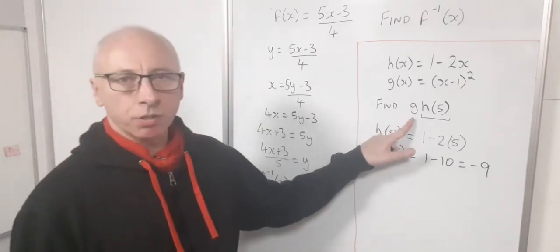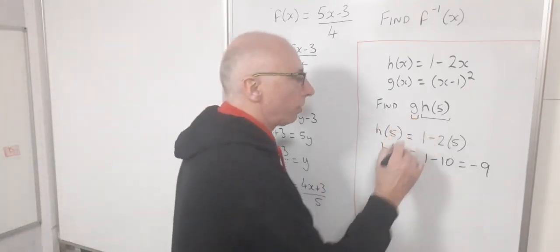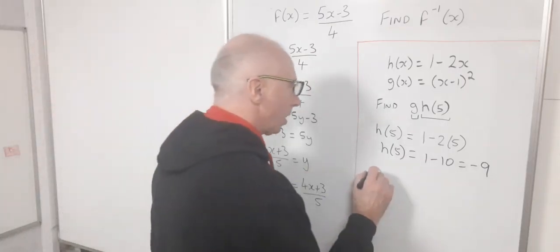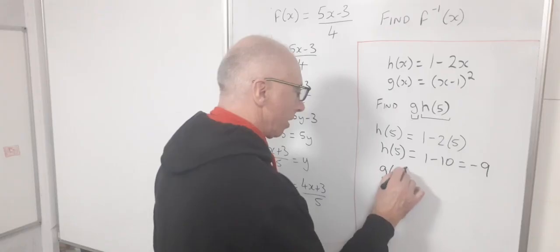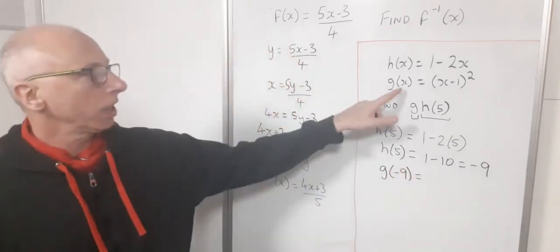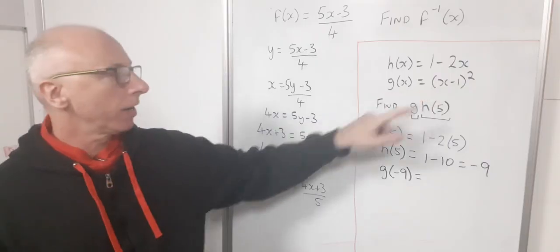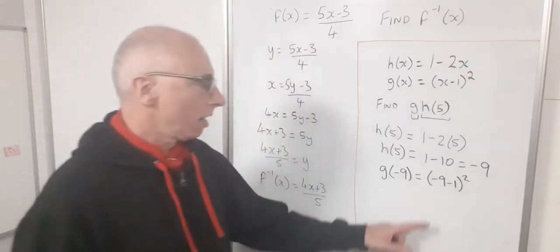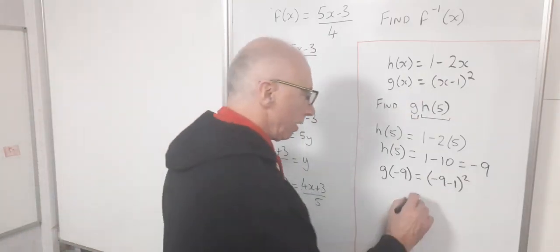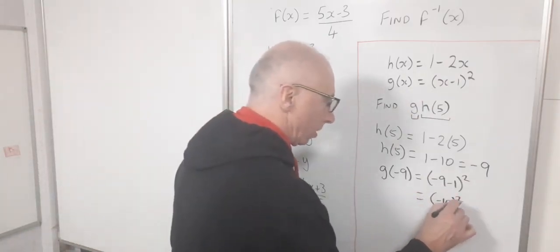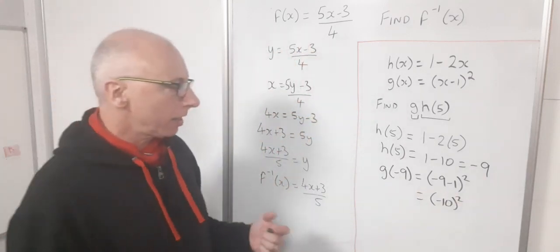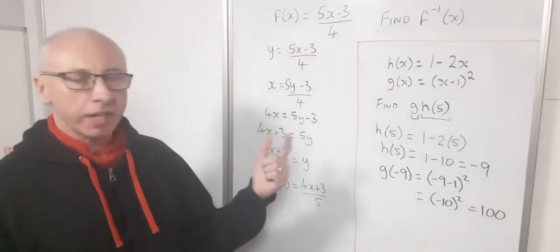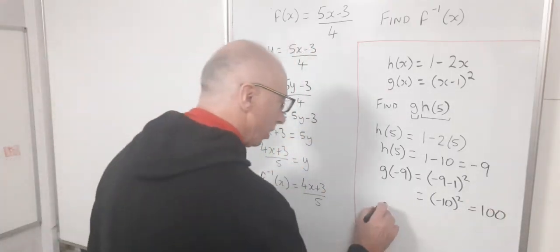So now we're going to treat this g function with the result from h of 5. So now what we find is g of minus 9. So g of minus 9. Now for the function g, where we see an x, we plug in minus 9. So then we've got (minus 9 minus 1) squared. So minus 9 minus 1 is minus 10. Square that. Minus 10 times minus 10 equals 100. So then we can say g of h of 5 equals 100.